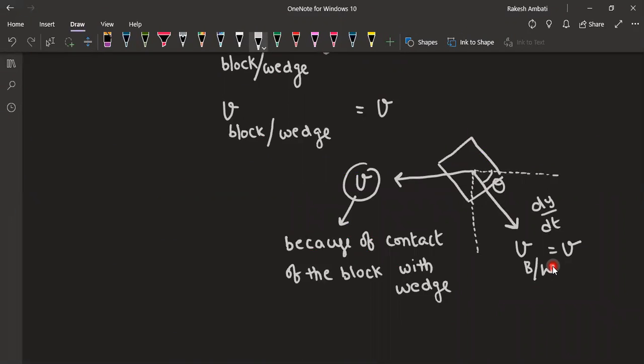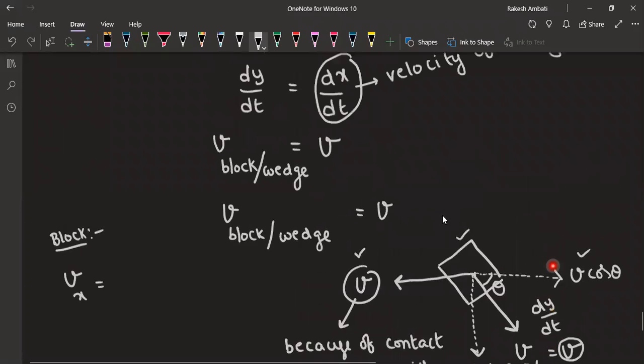Now this velocity, v, I am resolving into components. This component is v cos theta and this component is v sin theta. Therefore, in the case of the block, in x direction it has two components, and in y direction only one component. Therefore, the velocity of the block.